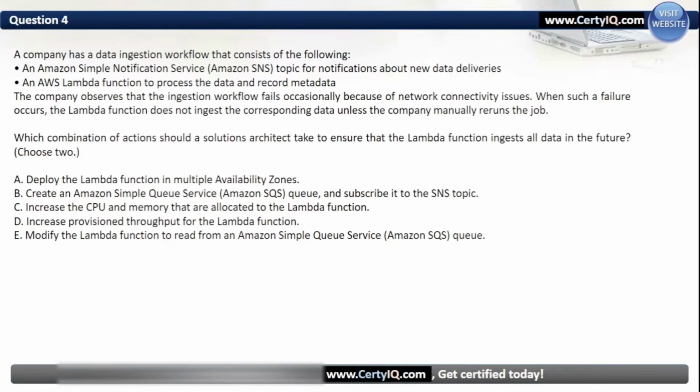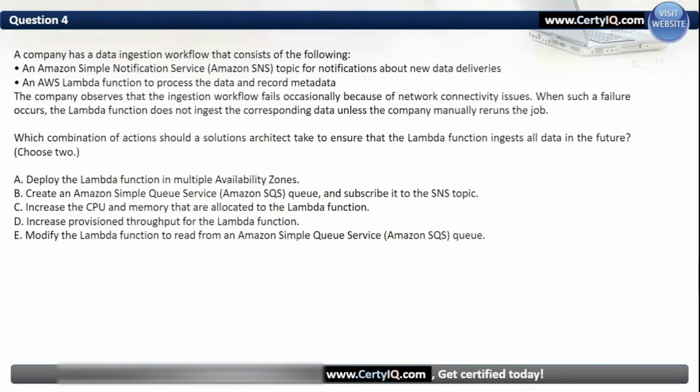Deploy the Lambda function in multiple Availability Zones. B. Create an Amazon Simple Queue Service queue and subscribe it to the SNS topic. C. Increase the CPU and memory that are allocated to the Lambda function. D. Increase provisioned throughput for the Lambda function. Or E. Modify the Lambda function to read from an Amazon Simple Queue Service queue.